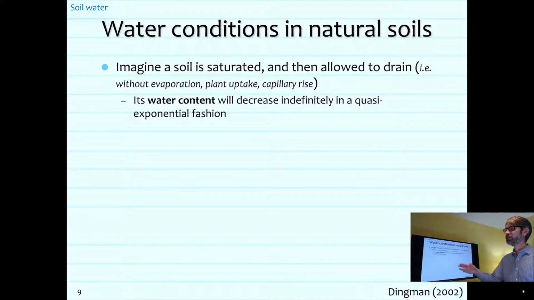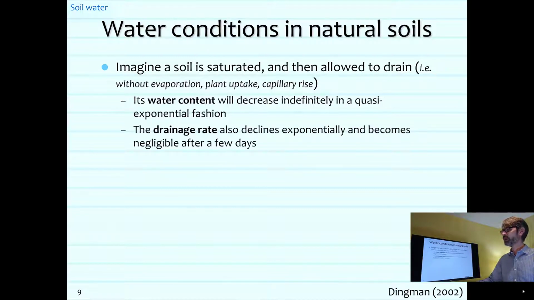We can imagine that as it drains, its water content decreases indefinitely in a quasi-exponential fashion. So much faster when the water content is higher, and as it begins to dry out, its water content decreases more slowly. The drainage rate will also decline exponentially, and after a few days it probably becomes negligible. Particularly if you imagine adding water to sand or gravel, you can imagine how even after an hour there's going to be basically no drainage. With clay it will take a lot longer, for example.